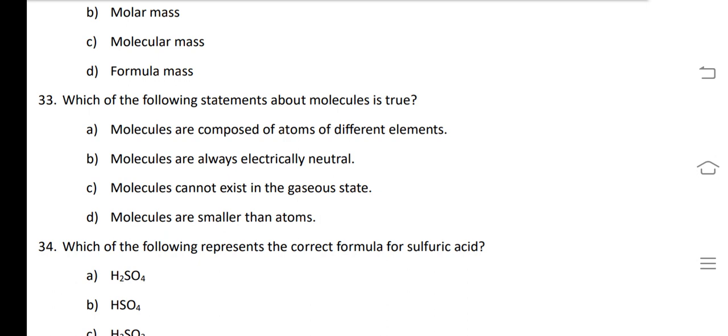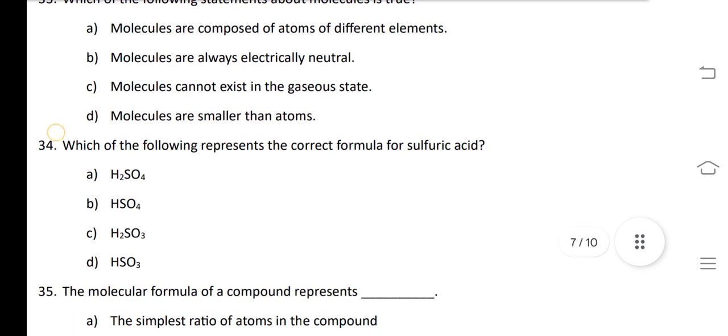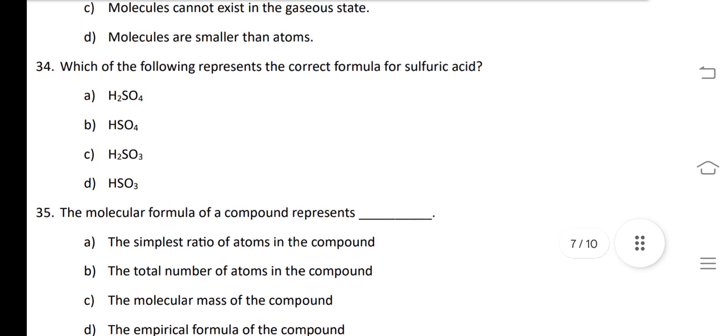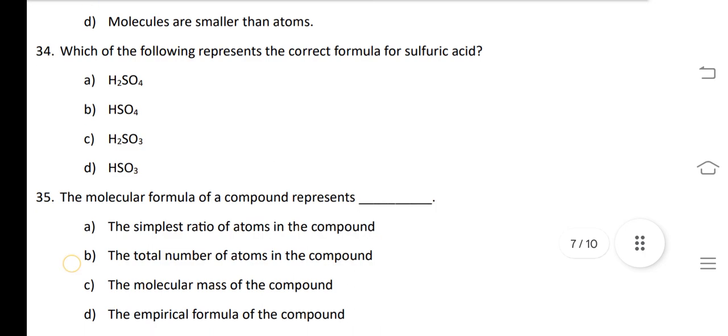Option A says that molecules are composed of atoms of different elements. This is not true. Molecules are composed of atoms of different elements as well as of the same element. So statement A is incomplete. Our correct answer will be option number B. Our next question is, which of the following represents the correct formula for sulfuric acid? That is H2SO4.